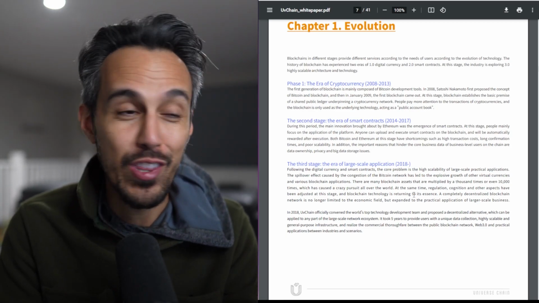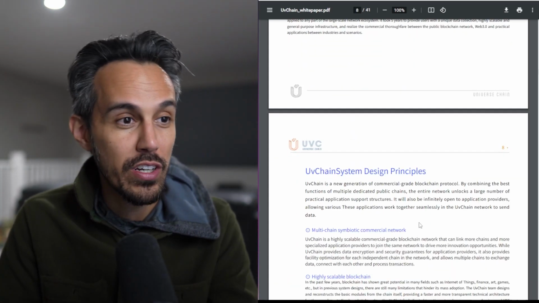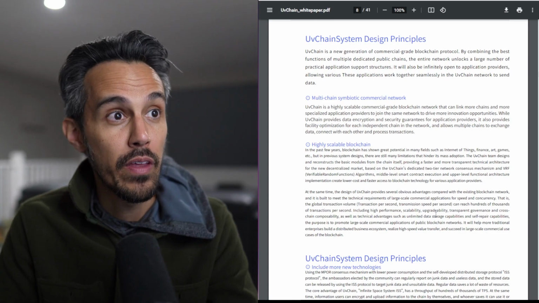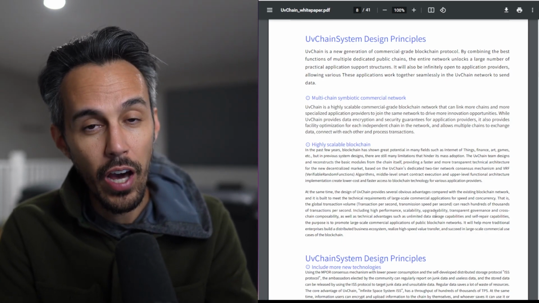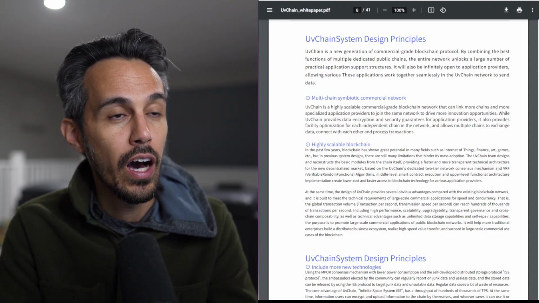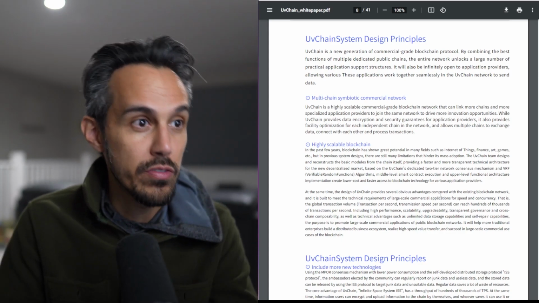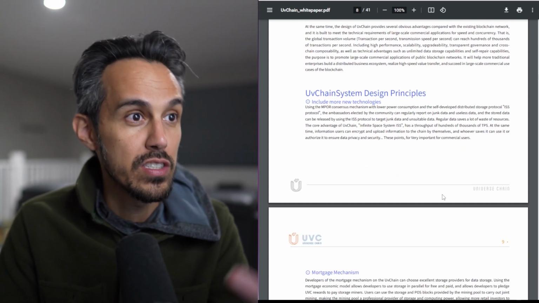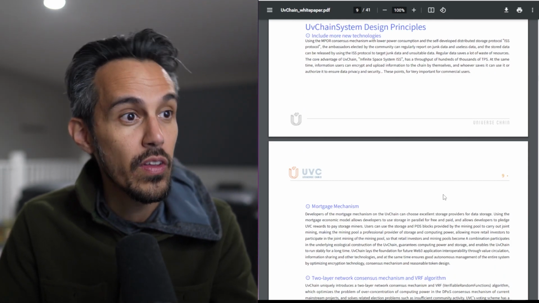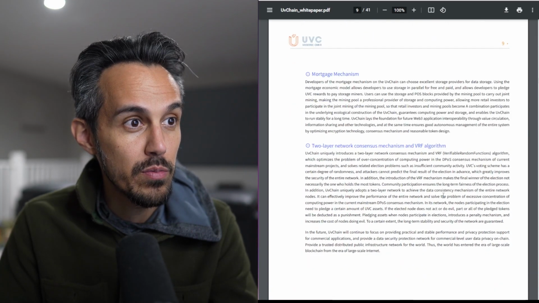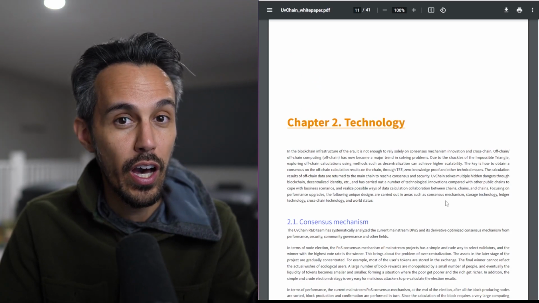Chapter 1, you don't have to read through this specific part, is the evolution of crypto and smart contracts. They talk about their design principles, things they really thought about when making this next generation blockchain protocol: a multi-chain symbiotic commercial network, highly scalable, and then some more principles. These include new technologies, a mortgage mechanism, and 2-layer network consensus.